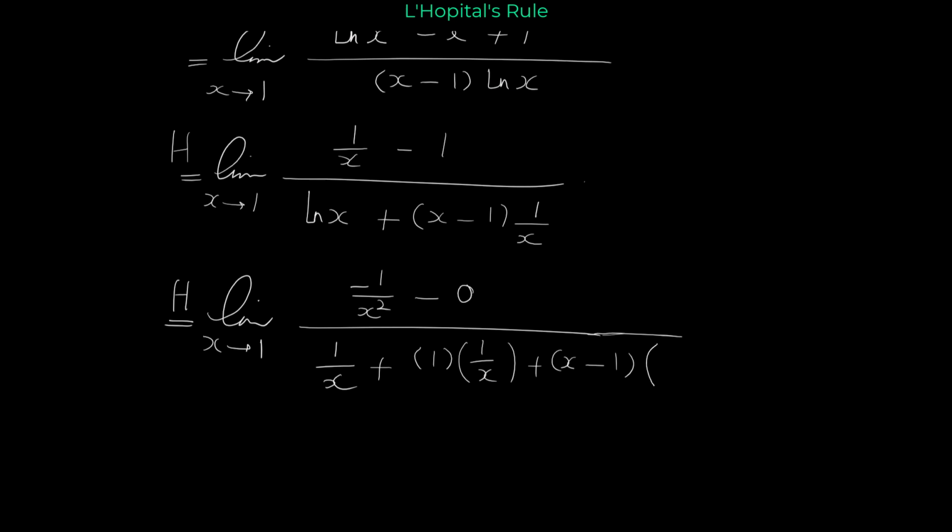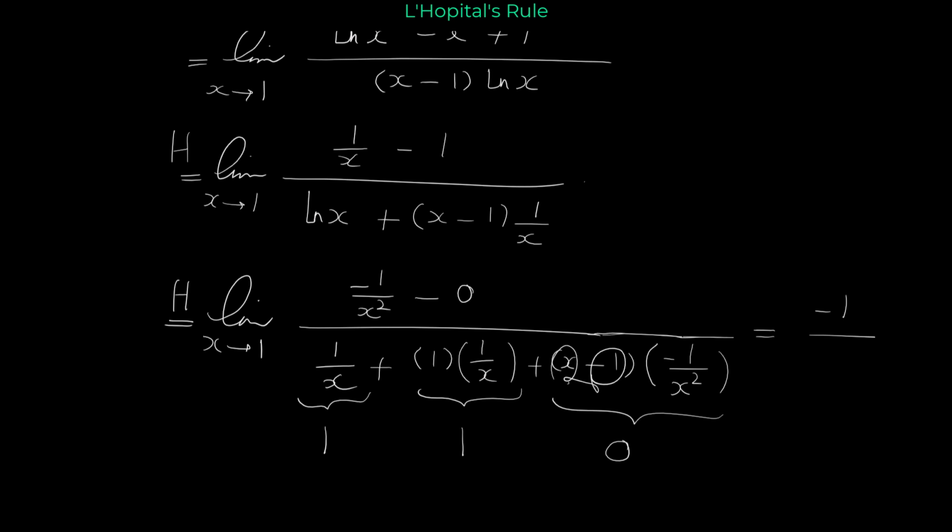What is the derivative of 1 over x? Negative 1 over x squared. Now, here if we plug in 1 in the numerator and denominator, in the numerator if we plug in 1, it would be only -1, because -1 over 1 would be -1. If we plug in 1 in the denominator, this fraction is 1, this is also 1, and this would be 0, because 1 minus 1 is 0. Denominator is 2, so this limit equals -1 over 2.